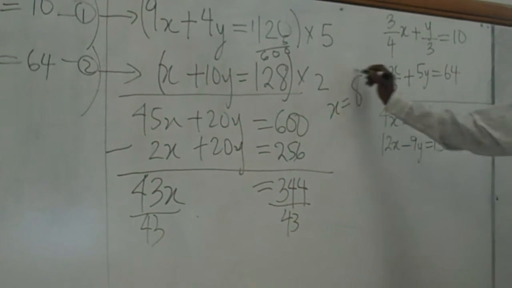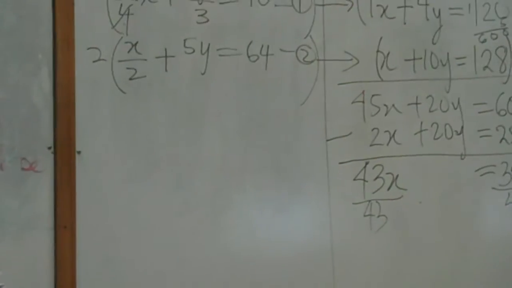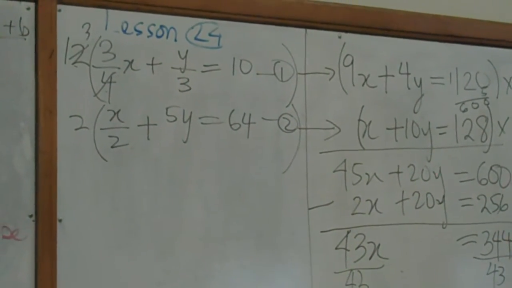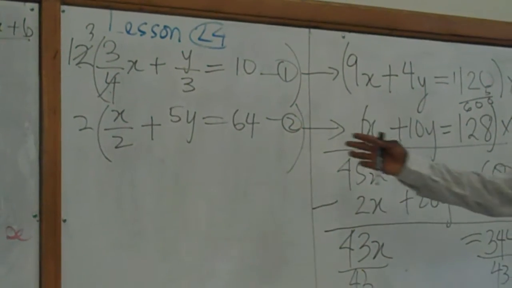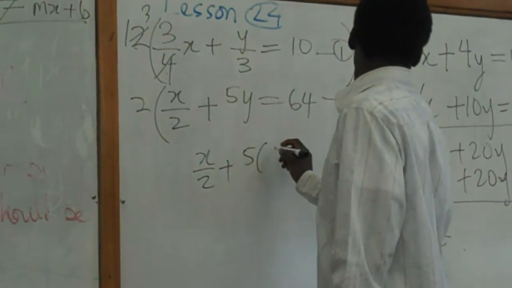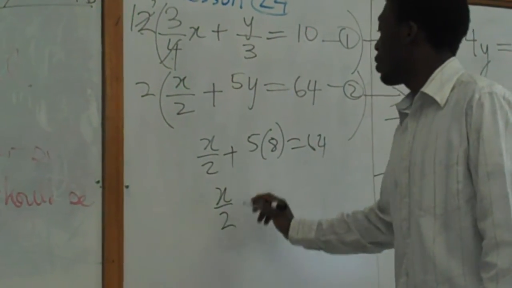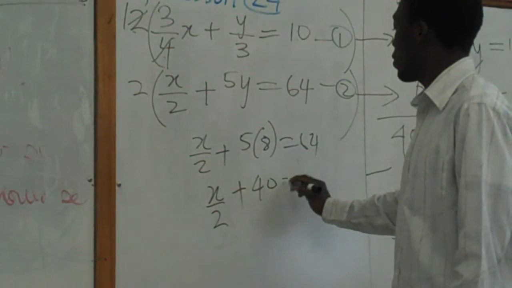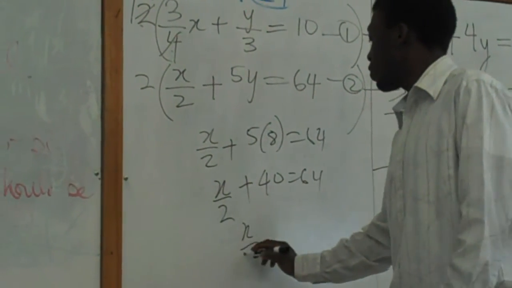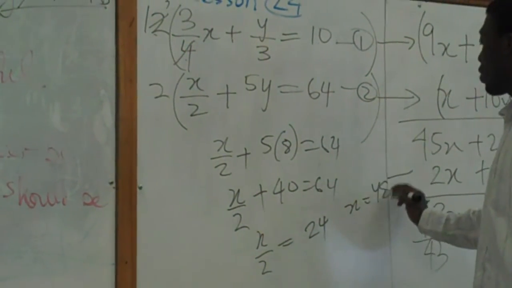And when we get 8 for x, we go back, we plug it in, and we'll get our answers for the value of y, right? We take it, we plug it, we get x over 2 plus 5 times 8 is equal to 64. X over 2 plus 40 is equal to 64. X over 2 is equal to 24. And x is equal to 48.